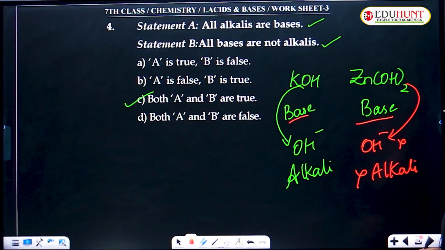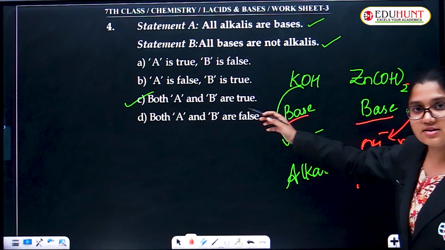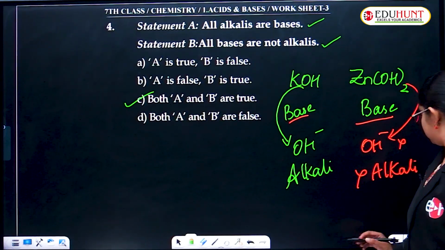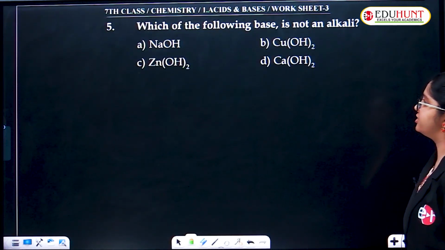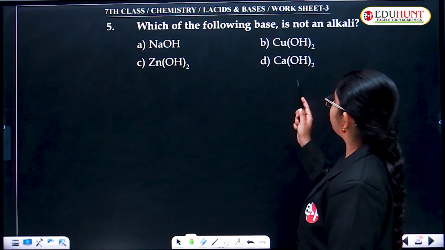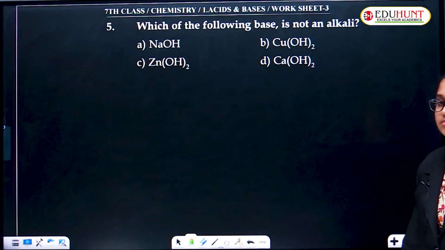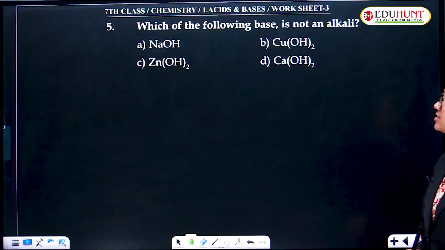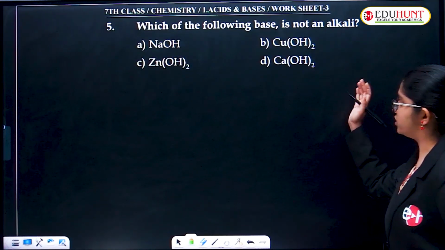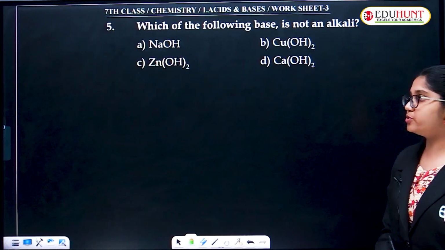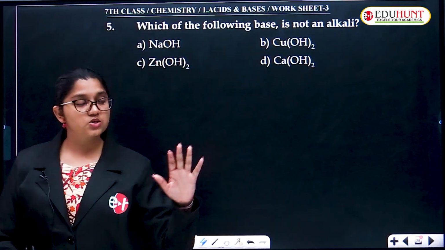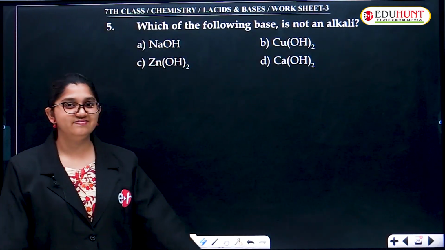Okay, children, moving to the next question. The answer to this question is C. Okay, moving to the next question. Question number 5. Which of the following bases is not an alkali? The options are NaOH, Cu(OH)2, Zn(OH)2 and Ca(OH)2. Tell me what is the right option. Look carefully and do the problem.